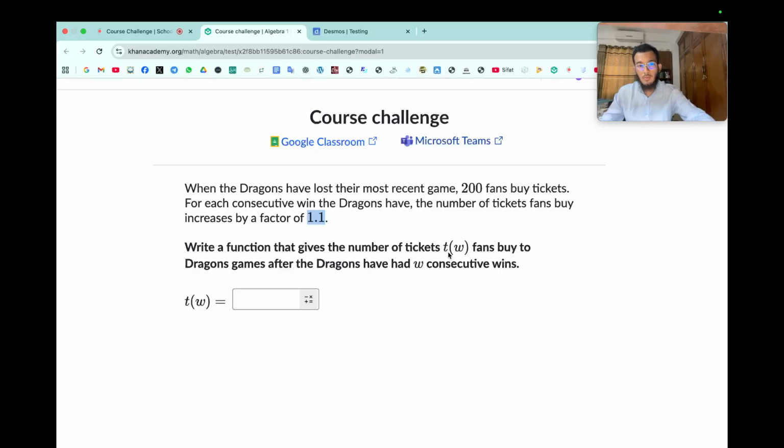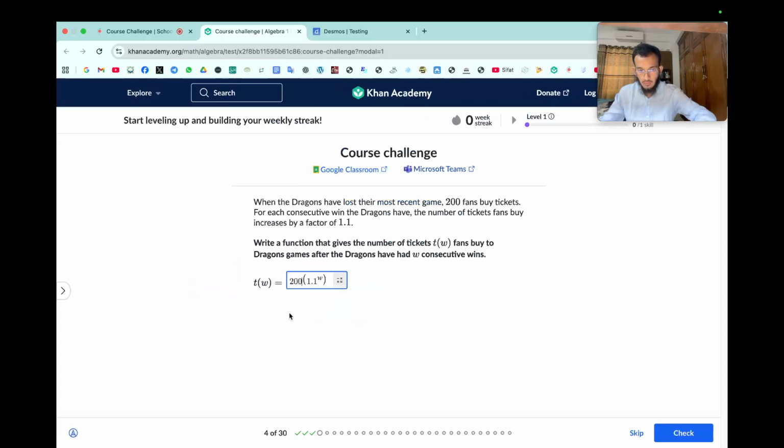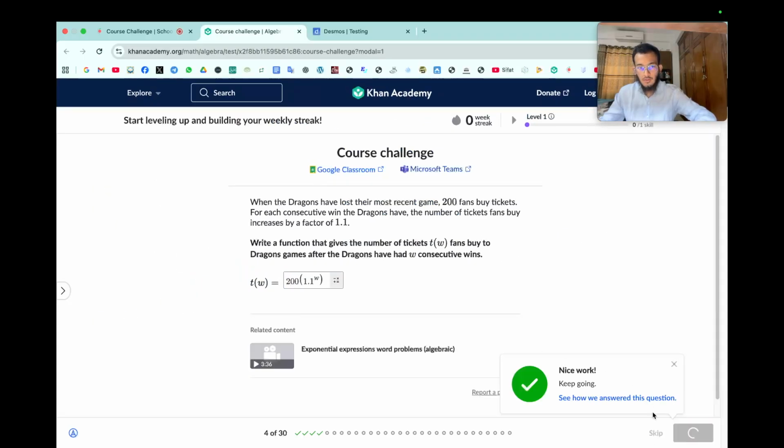So we have to represent a function where we have W consecutive wins. So it increases by a factor of 1.1, which means 1.1 to the power W. But because we have an initial value of 200, it should be 200 for W equals 0, and anything to the power 0 is 1, so it gives me 200. So this should be the answer.